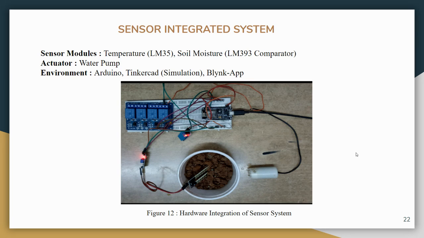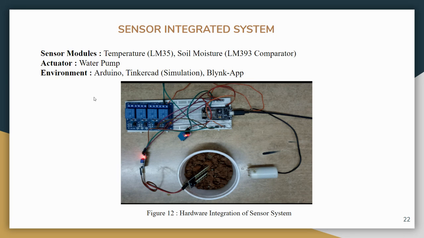Now, for this system we have shown here the hardware integration, which we have used for the sensor modules such as temperature and soil moisture, and based upon the threshold value we have also installed an actuator, which is the water pump, to trigger it depending upon the sensor data.